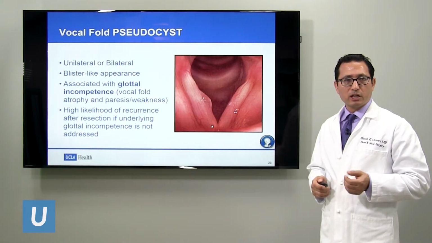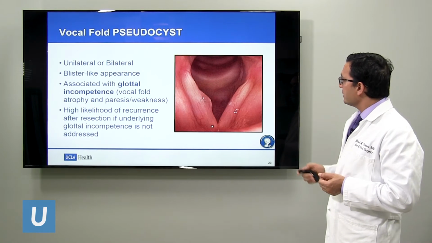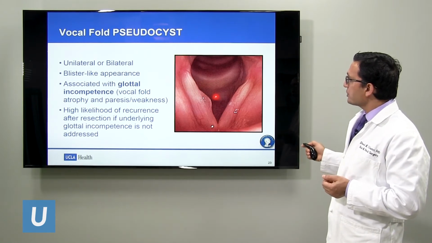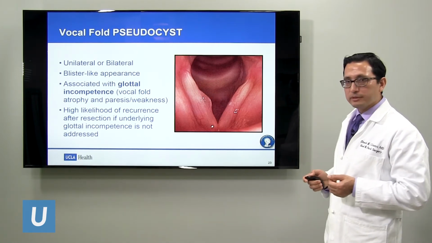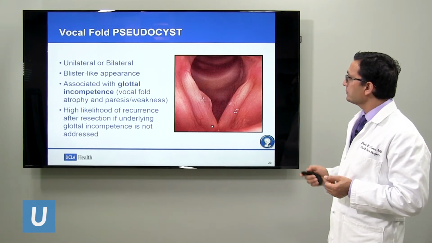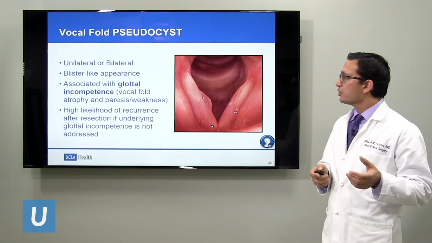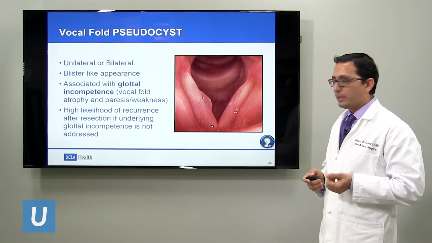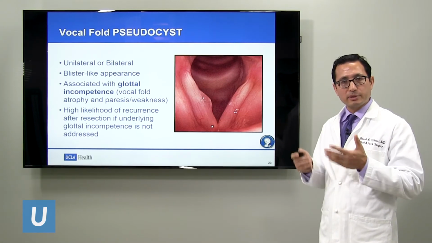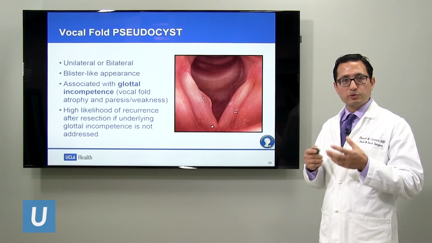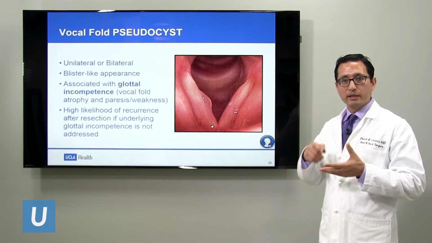So next I'm going to talk about pseudocyst. So as you can see on this picture, there is a blister-like lesion growing on the right vocal fold, and this is typically what a pseudocyst looks like. And what it means is that it may look like a cyst, but underneath you actually do not have a growth with a capsule.